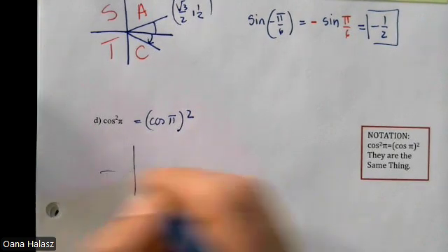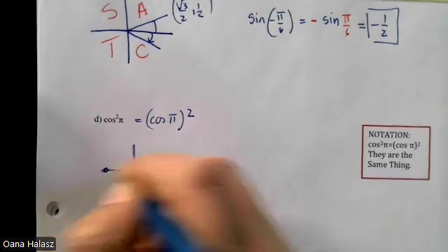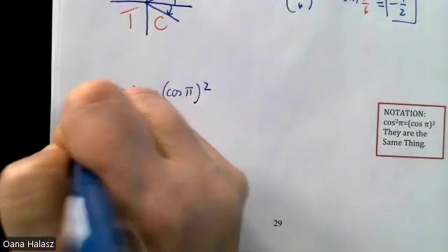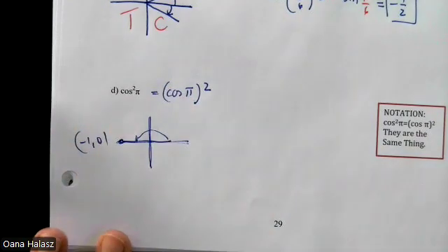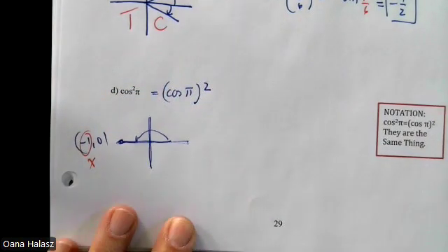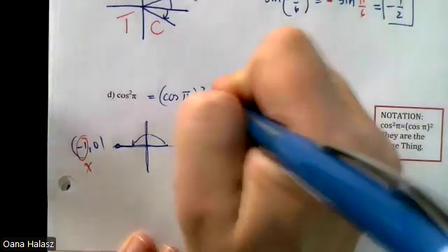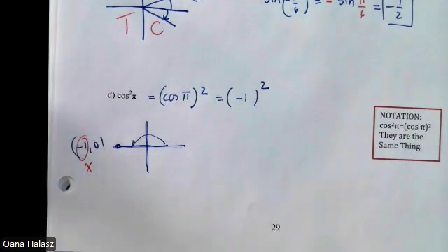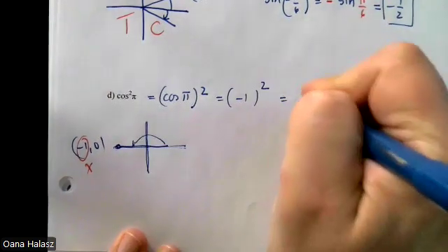Pi is there. That's the angle at that point, which is (-1, 0). And the cosine value is the x value, right? So we're getting -1 for cosine of pi, and we have to square it, which gets us to 1.